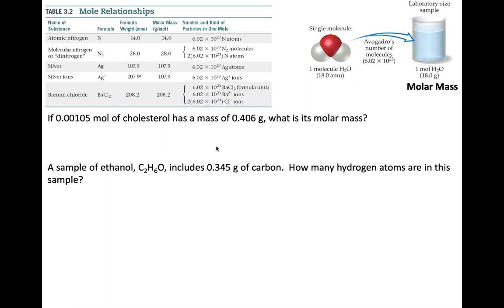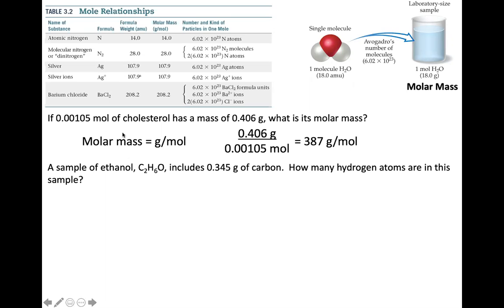I come back to saying, well, let me define what molar mass is. Molar mass is grams per mole. That's what I'm trying to find. Molar mass is grams per mole. The equation right here includes a gram term and a mole term. If I look at the question, it tells me a certain number of grams. It tells me a certain number of moles. So I can just calculate that proportion, and I find that it has a molar mass of 387 grams per mole.